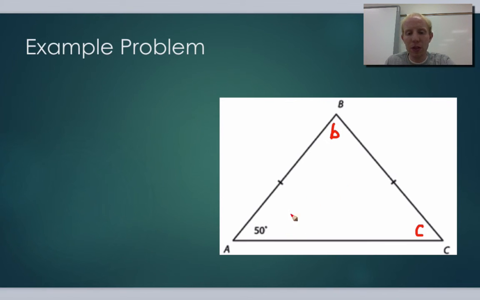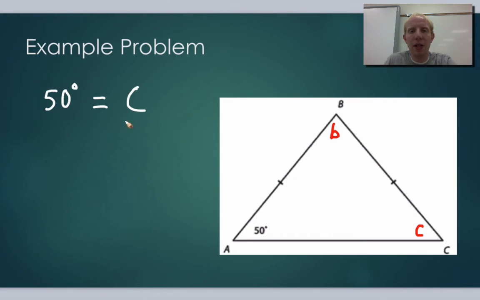So if you notice, we have two equal sides right here. Okay, so what that means is we have two base angles that are the same. So by the isosceles triangle theorem, we know that 50 degrees, this angle right here, must be equal to the other base angle, which is C. Okay? Or in other words, C equals 50 degrees.